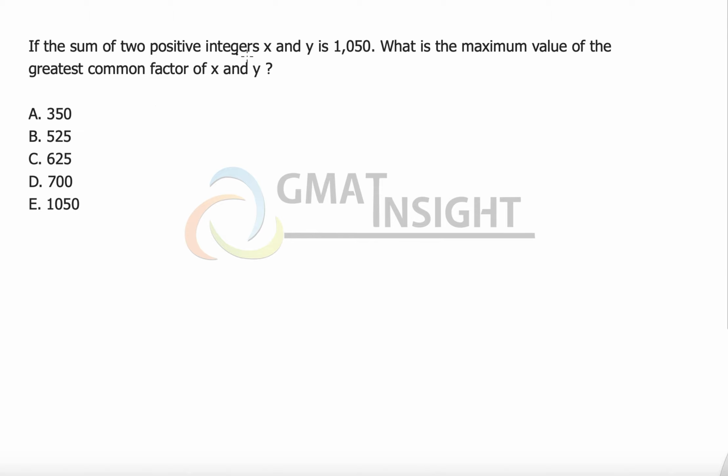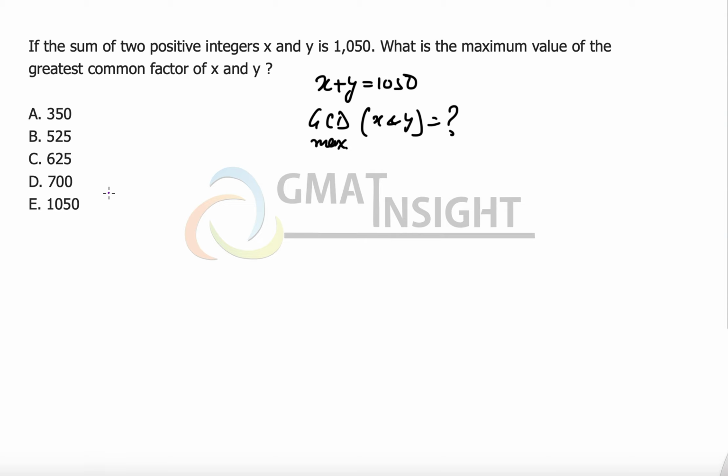If the sum of the two positive integers x and y is 1050, what is the maximum value of the greatest common factor of x and y? Now we know that x plus y is equal to 1050. We have to find out the greatest common factor, GCD, of x and y, and we have to maximize the value of it. Now let me quickly take you to one of the very basic facts.